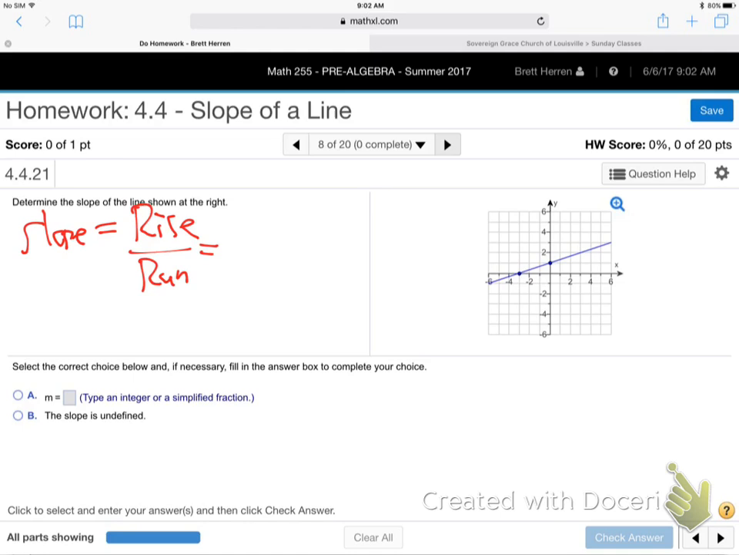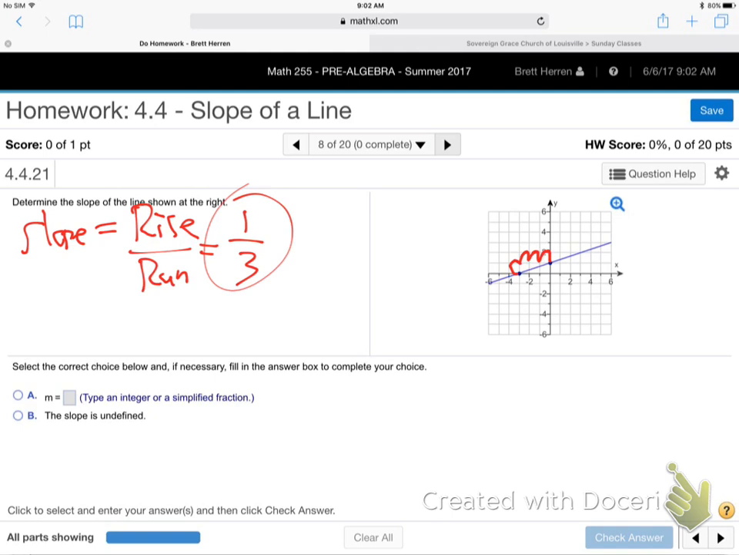So, from this dot, I go up 1, right? And over 1, 2, 3. Up 1, over 3. Done. Does that make sense? It rose 1, went over 3. Rise 1, run 3. Rise, run. 1, 3.